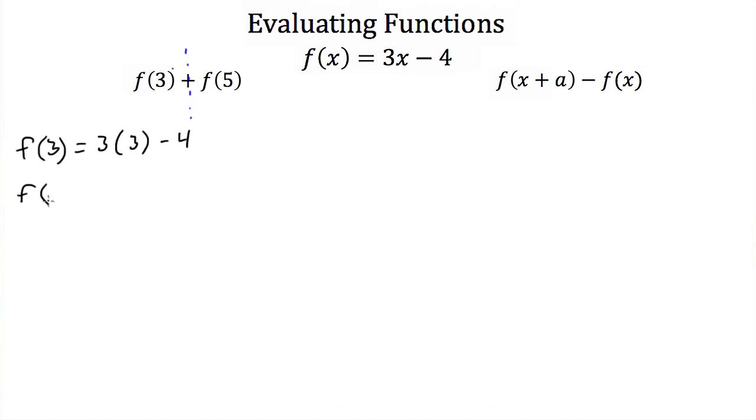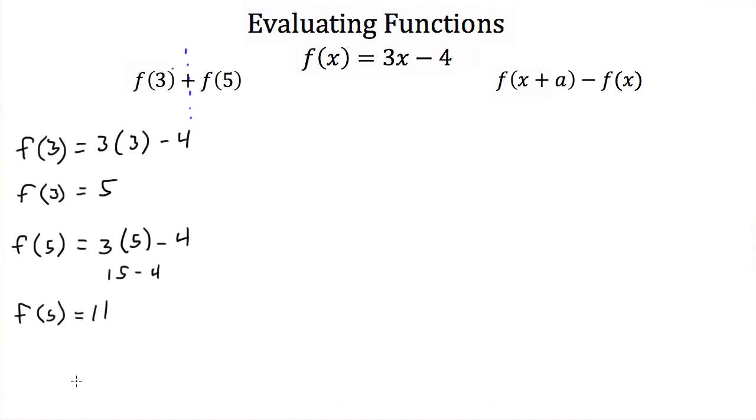And we know that f of 3 is equal to 5, because 3 times 3 is 9, subtract 4, and you get 5. Now let's deal with the other half of this, f of 5. F of 5, well, we just take 5 and plug it in for x. So we have 3 times 5, and then minus 4. 3 times 5 is 15, subtract 4, and you get 11, so f of 5 is equal to 11.